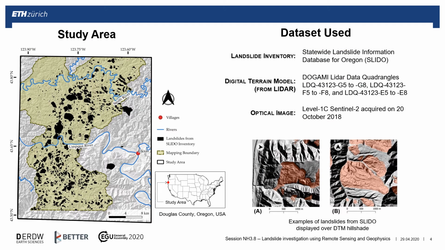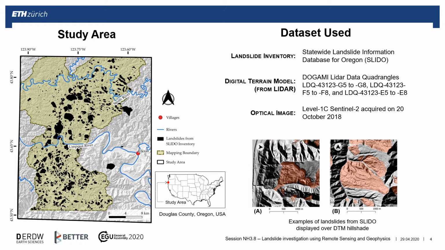To test our algorithms, we selected a study area in Oregon, USA. The landslide inventory of this area is called SLIDO and it was acquired from the Oregon Department of Geology and Mineral Industries. This inventory is a collection of historic landslides which have been mapped in detail for our Douglas County study area in Oregon. Most of these landslides were old and it was difficult to observe them from optical images, but they could be observed easily from LiDAR-derived digital terrain models.